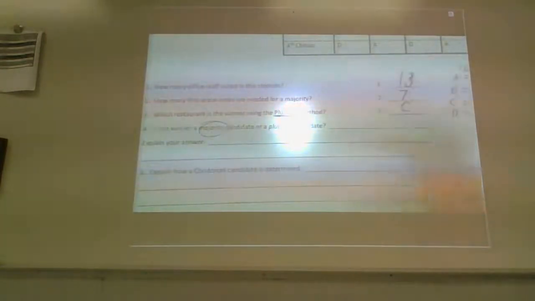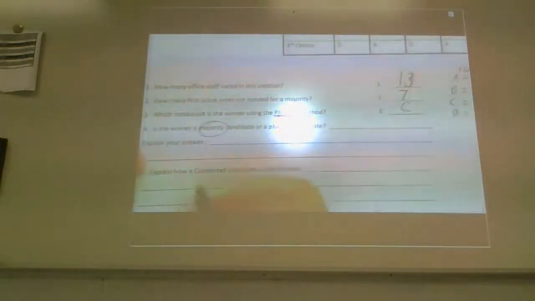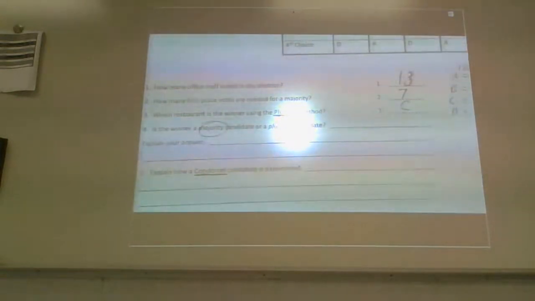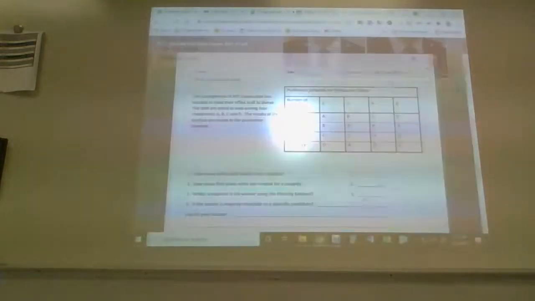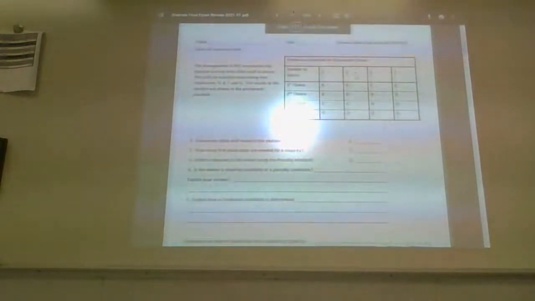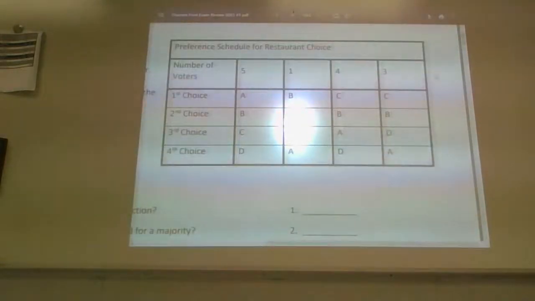Now, there's the number 5. I don't know, I did a cut and paste job here, so there are some numbers missing. But number 6 on that page: explain how a Condorcet candidate is determined. Now, in order for me to do that, I'm going to go to this screen right here and talk about the Condorcet candidate. Again, this is your review.